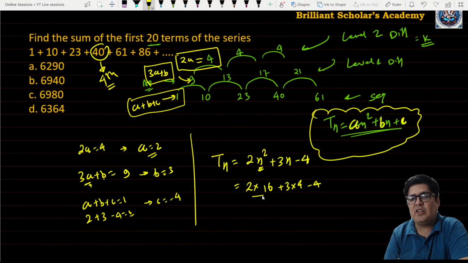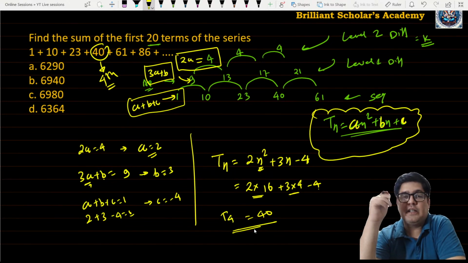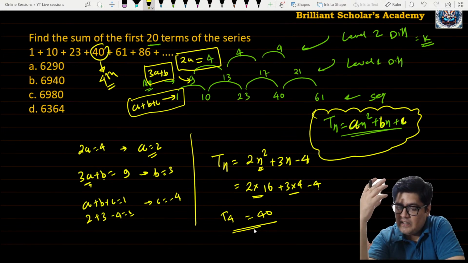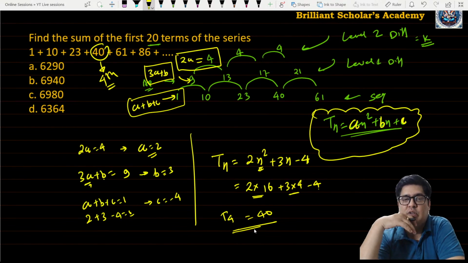How much do I have? 32. 32 plus 12. 12 minus 4, 8. 32 plus 8, 40. So do you observe what have I achieved so far? I have created the general term. Once I create the general term, now I can go on and find out summation of terms.